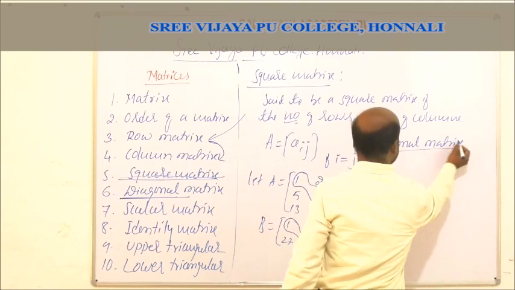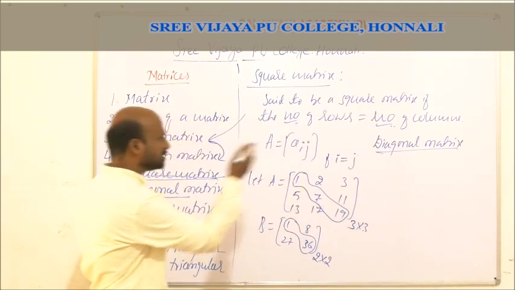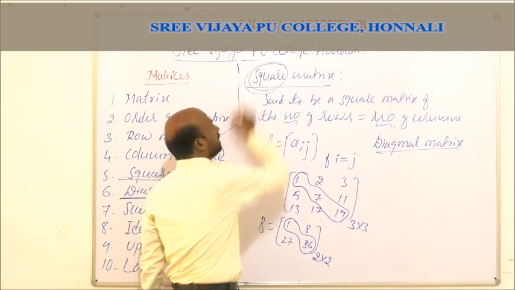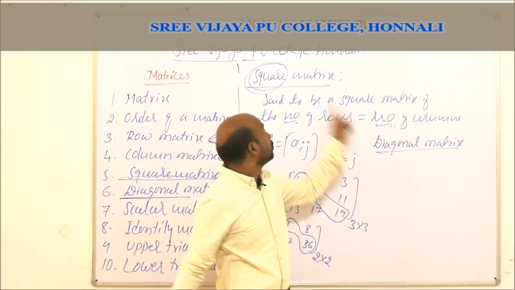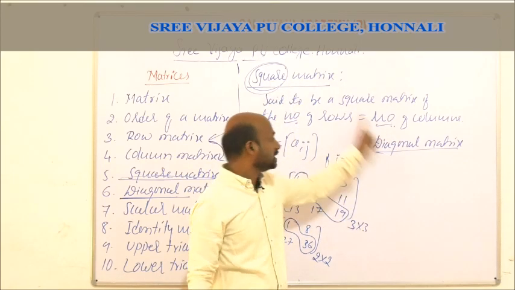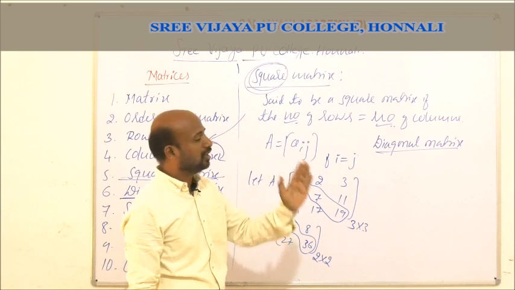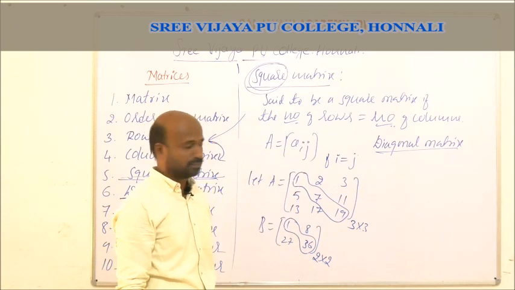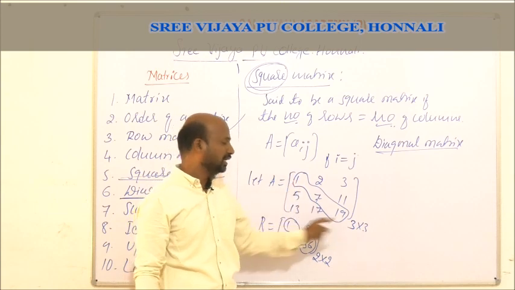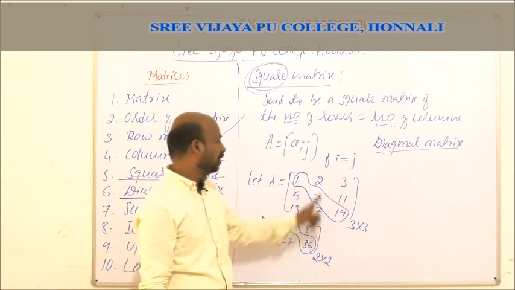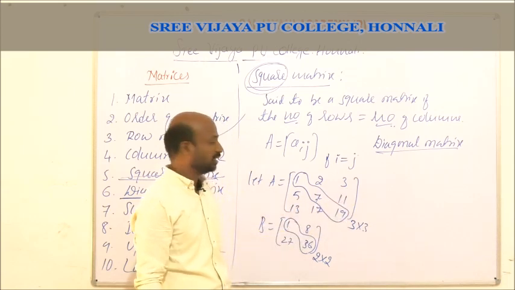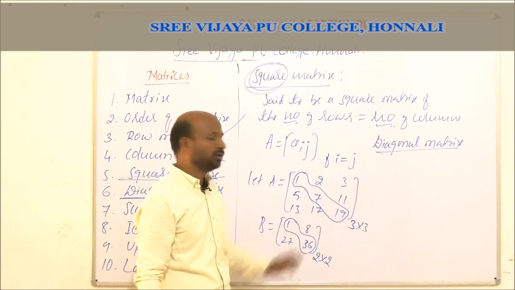To define a diagonal matrix, it must be a square matrix. A square matrix is said to be a diagonal matrix if all the non-diagonal elements are zeros. So here the diagonal elements are 1, 7 and 19. Non-diagonal elements are 2, 3, 11, 5, 13 and 17. These non-diagonal elements must be zeros.